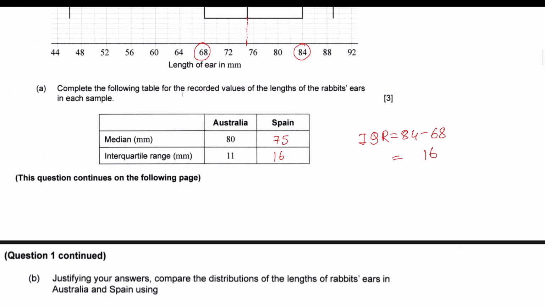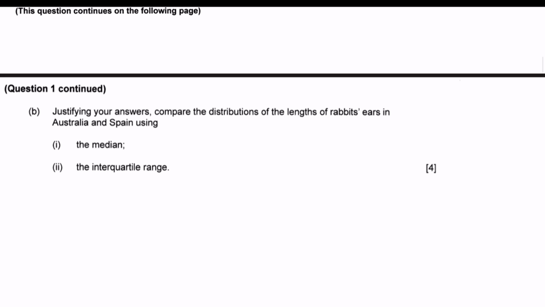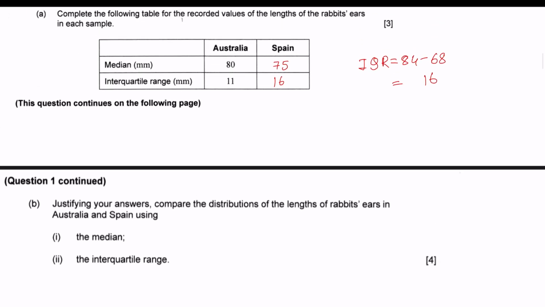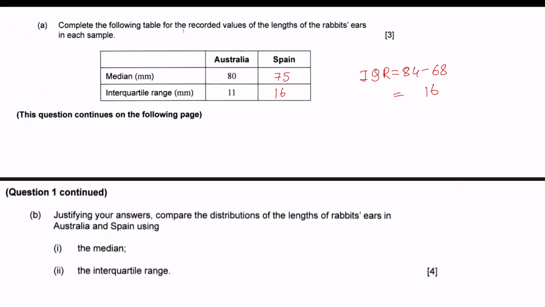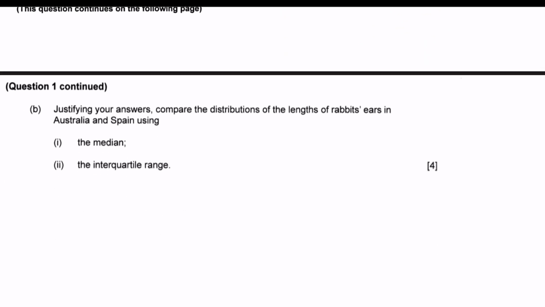Now moving on to the next part. Justifying your answers, compare the distribution for lengths of rabbit ears in Australia and Spain using the median and the IQR. Alright. So here we can see that the median length in Australia is greater than that of Spain, right? So using this, as the median is a central tendency, we can say that the ear lengths of rabbits in Australia would be longer than the rabbits in Spain. So the first part, we can frame the answer in this way.